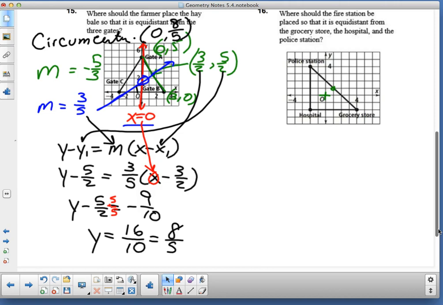Now we need you guys to open up your notes to page 9, please. We are looking at 5.4. We just finished correcting the 5.3 day 2 assignment. Today, the notes for 5.4 are about medians, which make a centroid. We're going to look at altitudes, which make the orthocenter. And then we're going to do some example problems with those so we get a better idea of what those mean. Let's get on with the show.